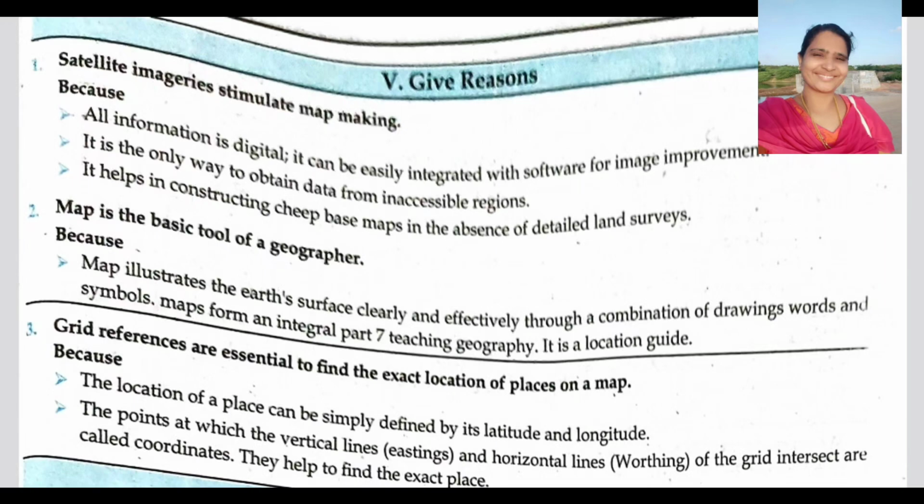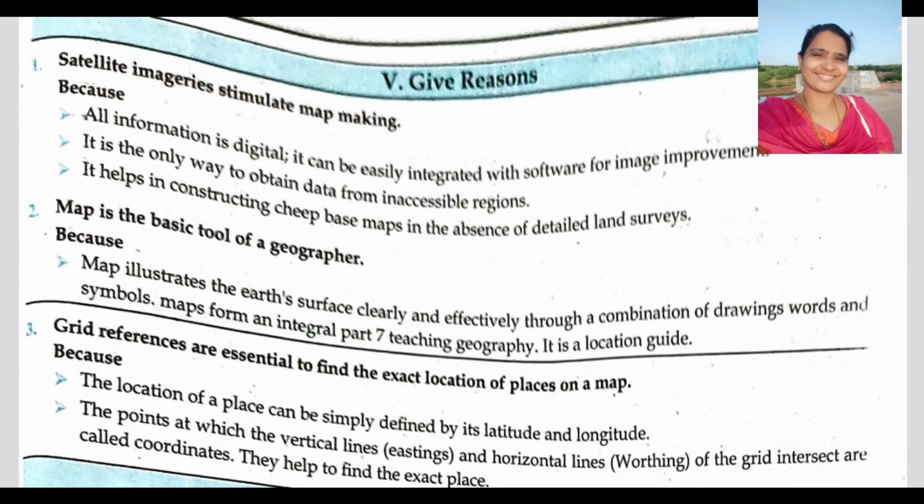Third one, grid references are essential to find the exact location of places on a map. Because the location of a place can be simply defined by the latitude and longitude. The points at which the vertical lines, eastings, and horizontal lines, the northings of the grid intersect are called coordinates. They help to find the exact place.